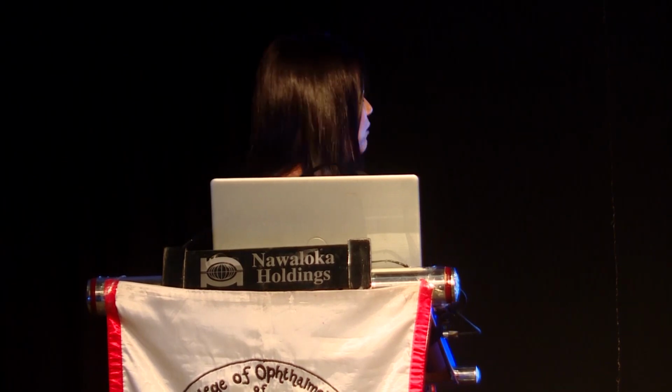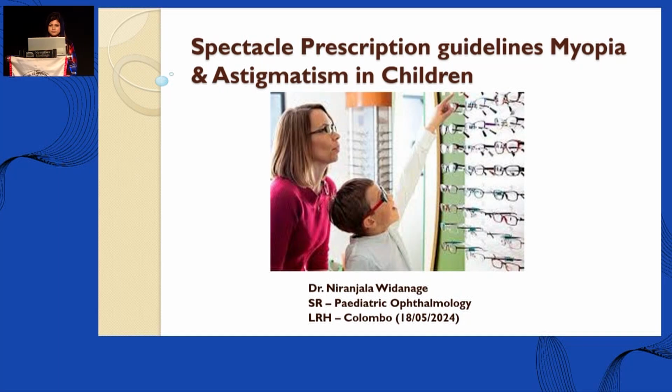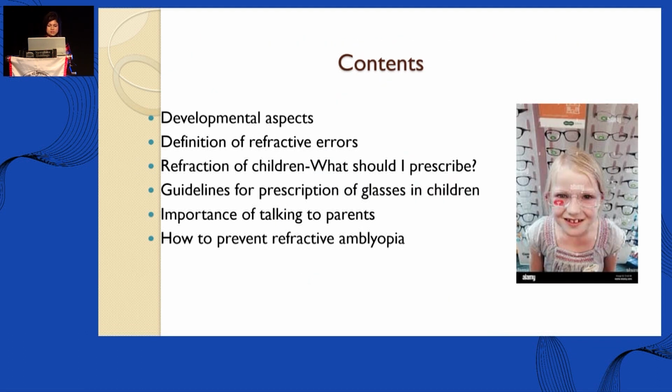My talk is regarding spectacle prescription guidelines for myopia and astigmatism in children. These are my contents. Most of the contents are covered by the previous speakers. I'll start with developmental aspects and the definition of refractive errors, and what should I prescribe once I detect a refractive error, and guidelines for prescription glasses, mainly for astigmatism and myopia, and the importance of talking to parents, as well as how to prevent refractive errors and myopia.